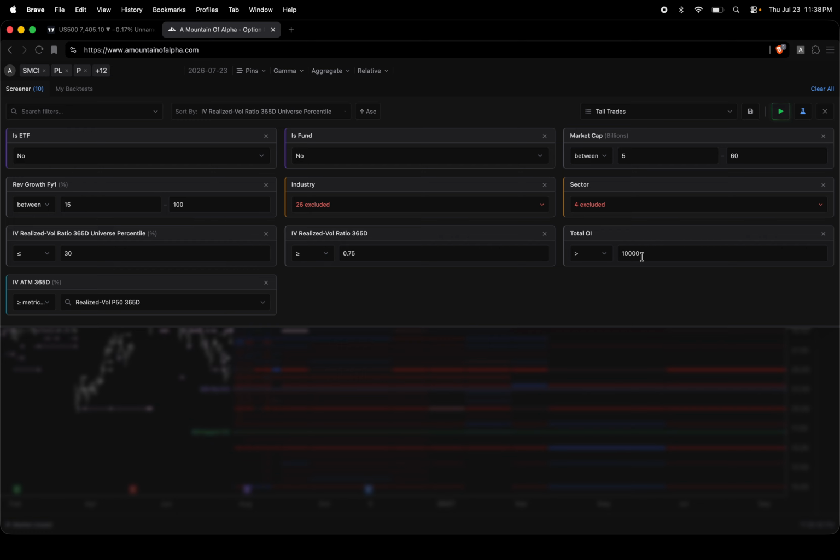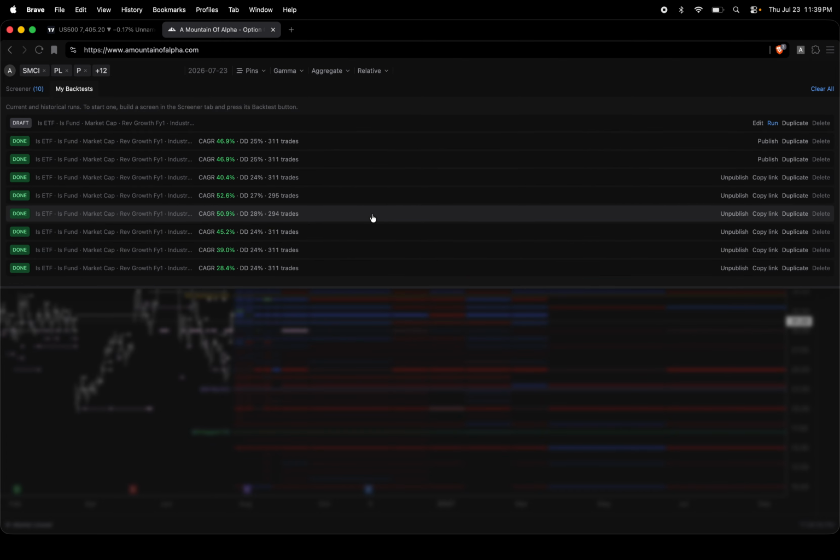There are some total open interest changes, and I did this IV at the money is greater than the realized 50, the skew. And that's okay. It doesn't change much. It helps slightly reduce the drawdown, not by much though, so you can almost just get rid of this.